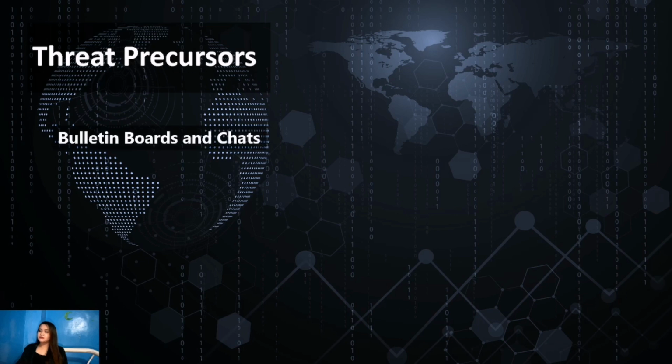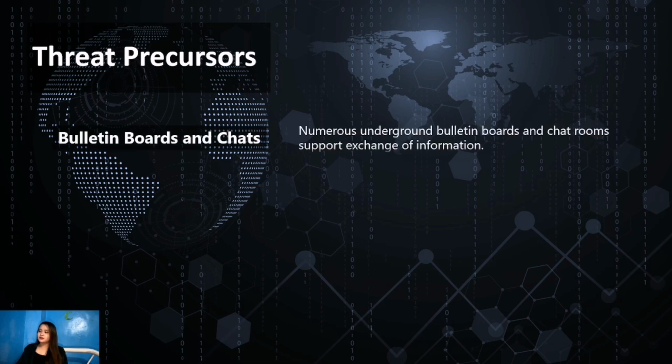Next are bulletin boards and chats. Numerous underground bulletin boards and chat rooms support exchange of information. Attackers can post their latest exploits and techniques, read what others have done, and search for additional information on systems, applications, or sites. Remember that, as with everything on the internet, anyone can post anything, so there is no guarantee that the information is reliable or accurate.